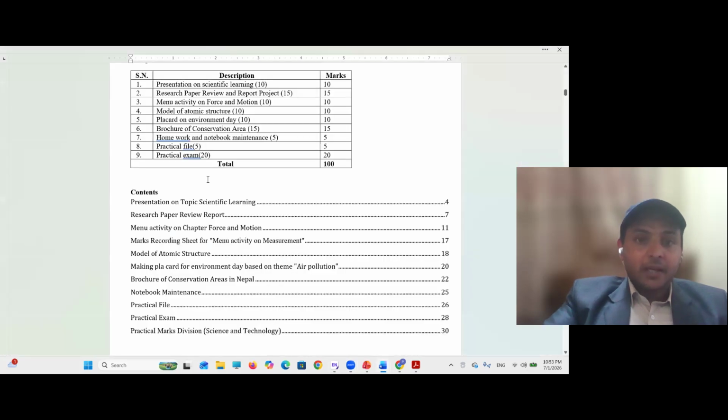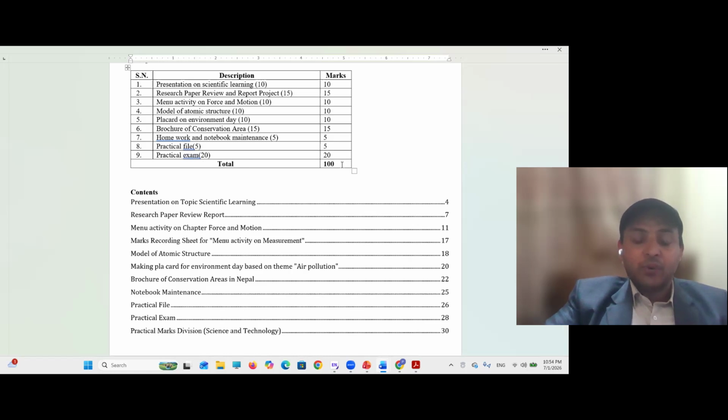Here you can see that I have divided it based on the post terminal examination schedule. I have assigned different subjects to the students. Your presentation on scientific learning carries 10 marks. Research paper review and report preparation 15 marks. Menu activity on force and motion 10 marks. Likewise, practical exam 20 marks. Altogether it will be 100, and based on my need, I will convert these marks into assigned marks.